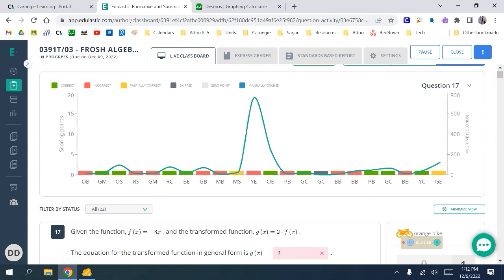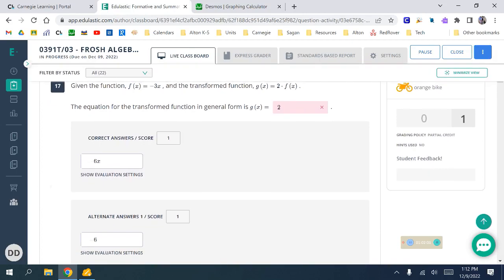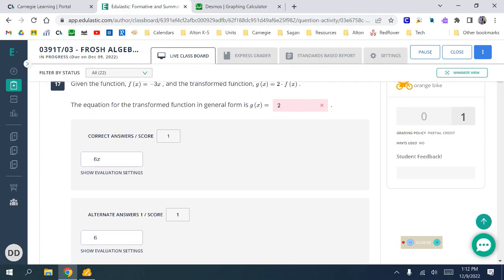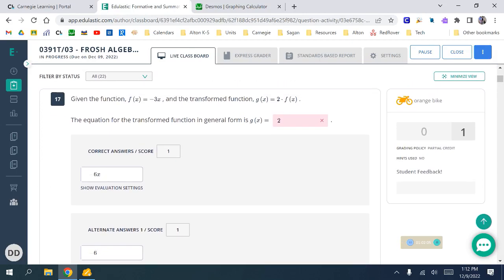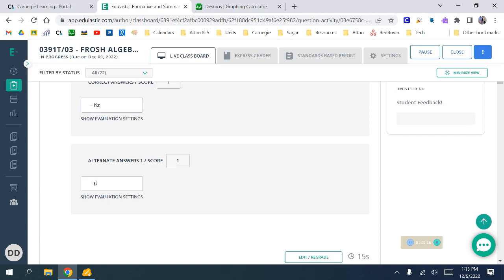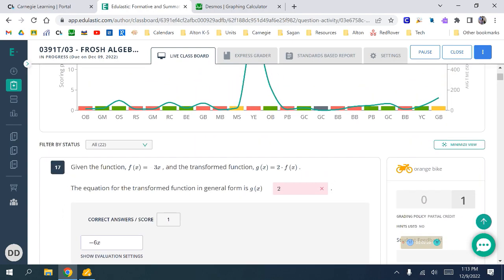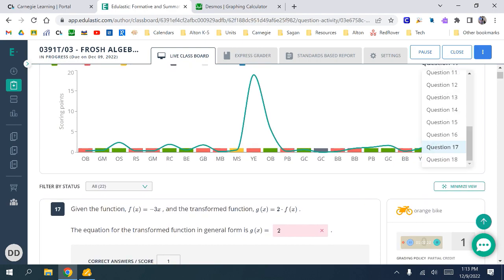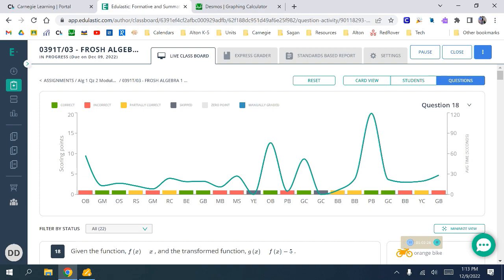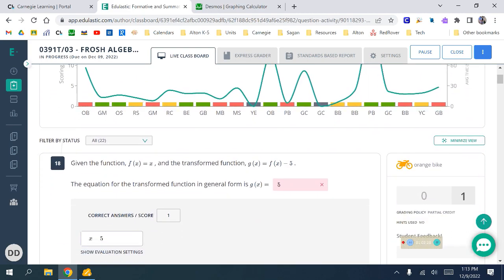On 17 then, right here, the answer should have been -6x. You're taking the original, and it says multiply by 2. We're taking it, plugging it in, and what's 2 times -3? 2 times -3 is? Yeah, -6x should have been there. And the last one, and then we'll go back to the test review to wrap up today. We dropped off again.